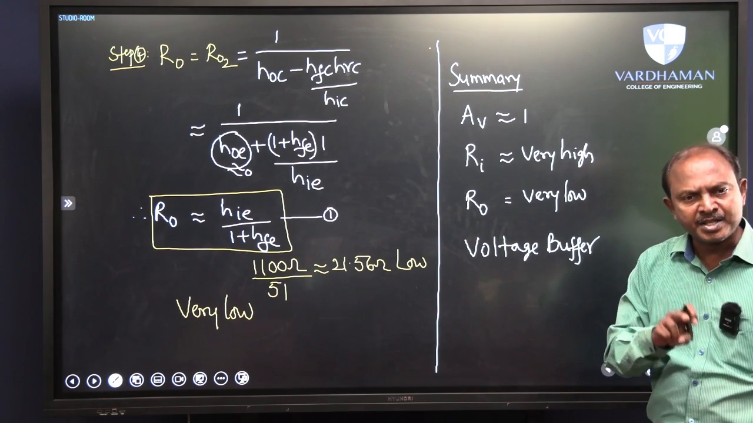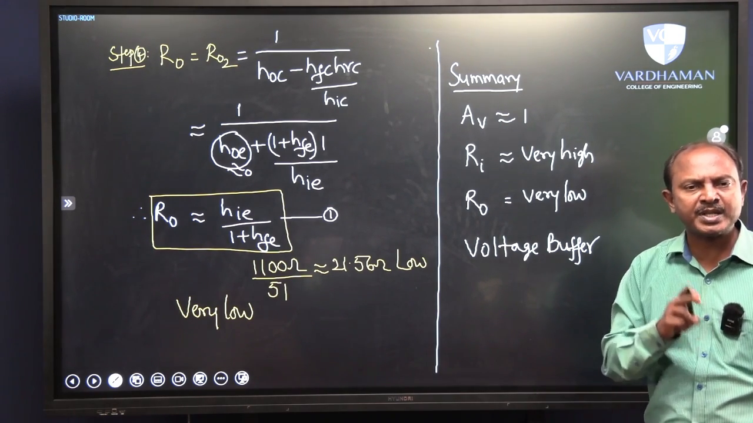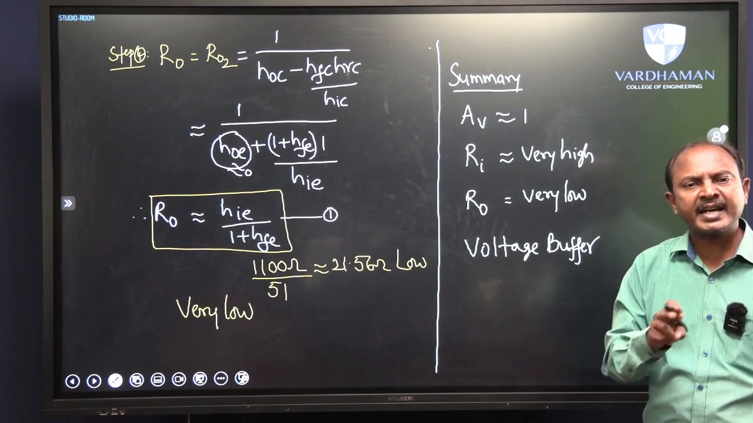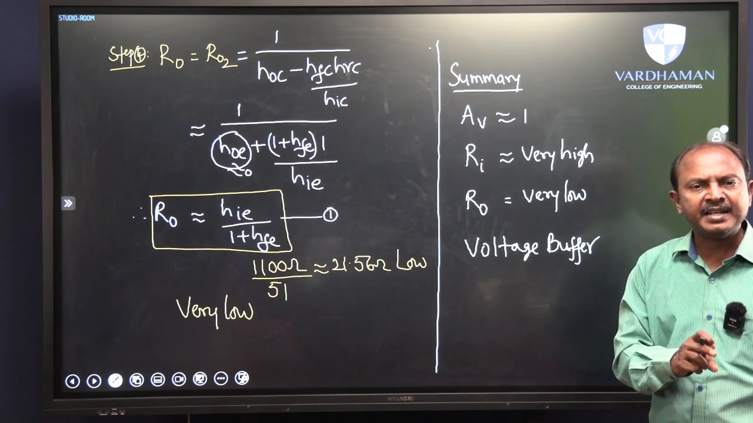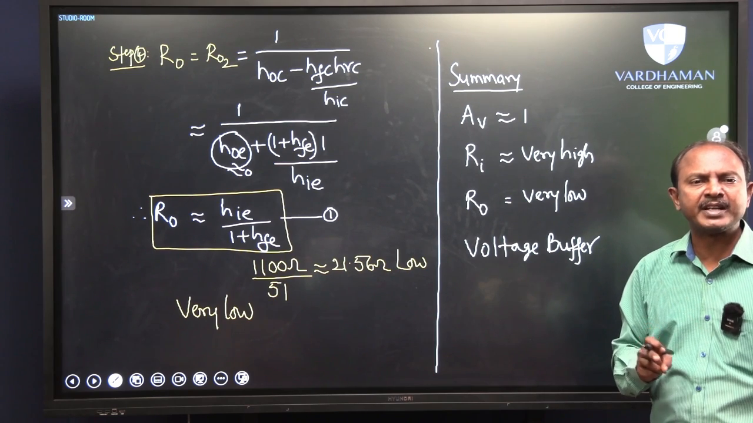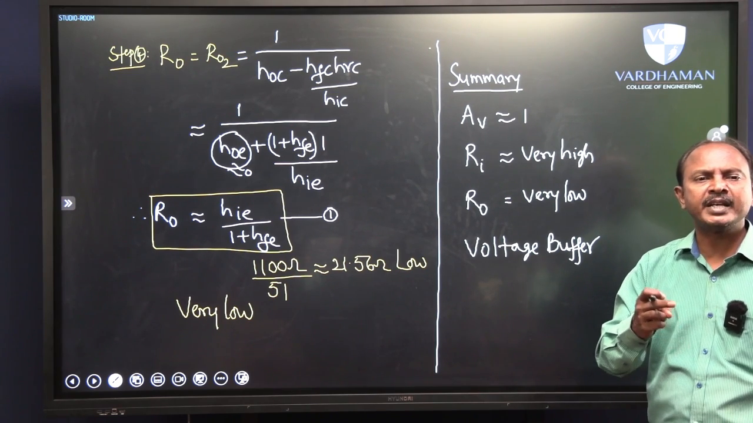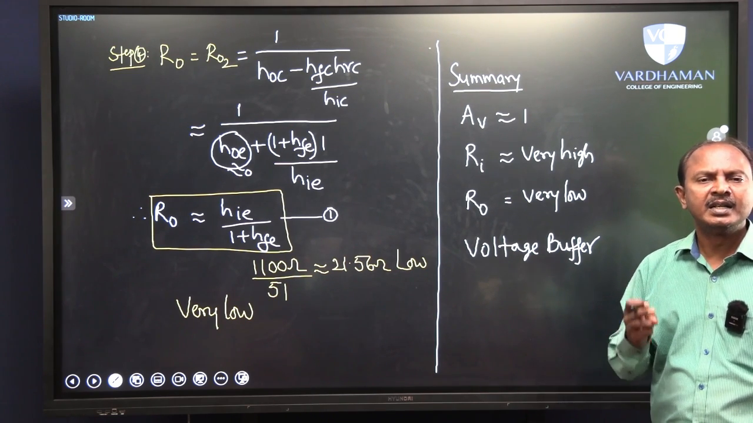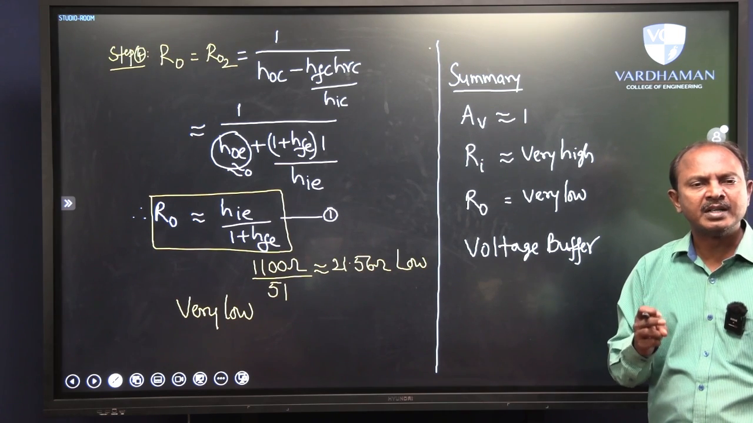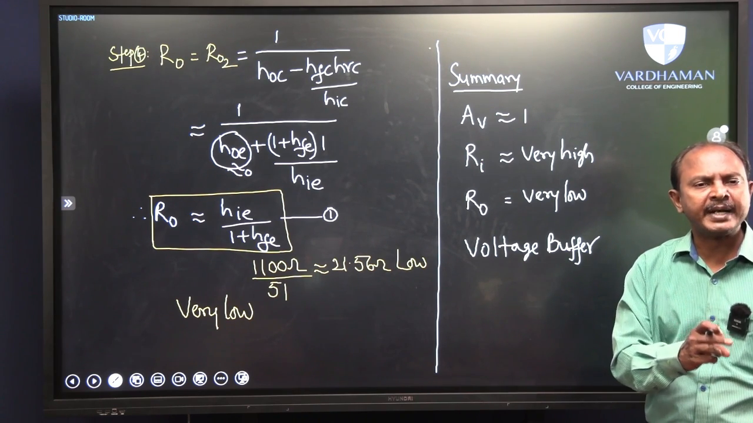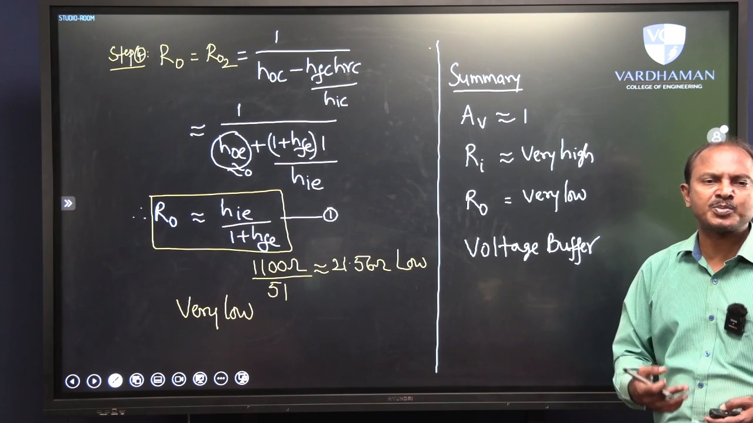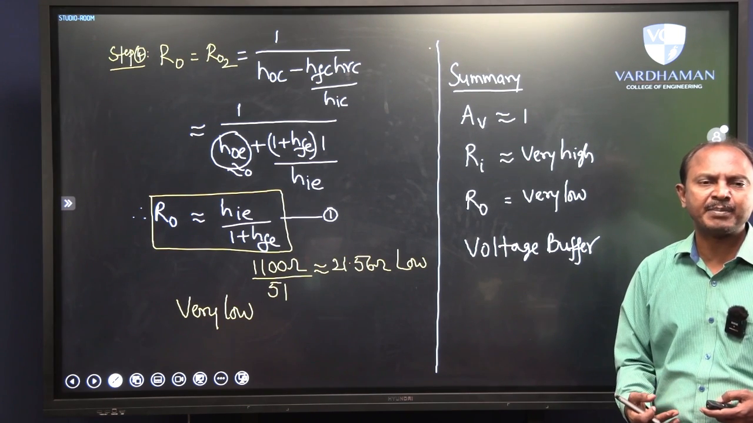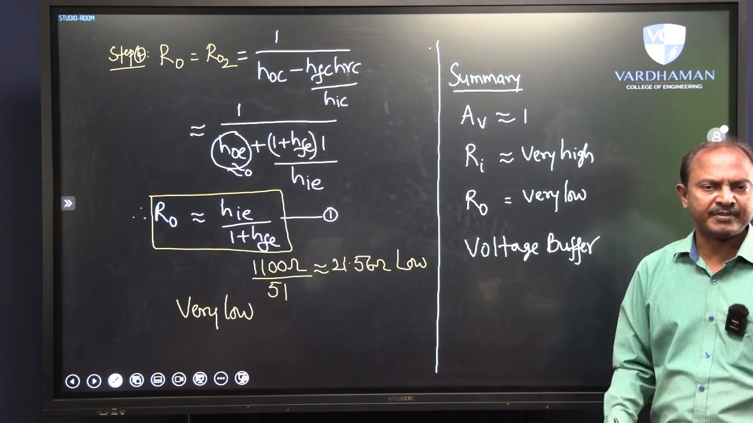And because of its high input resistance, it can also be used as a high input resistance amplifier. And the current gain in case of Darlington pair amplifier is very high, and that too it is equal to beta into beta. Darlington pair amplifier is popular with the name beta multiplier. These are the special characteristics of Darlington pair amplifier as a multistage amplifier.